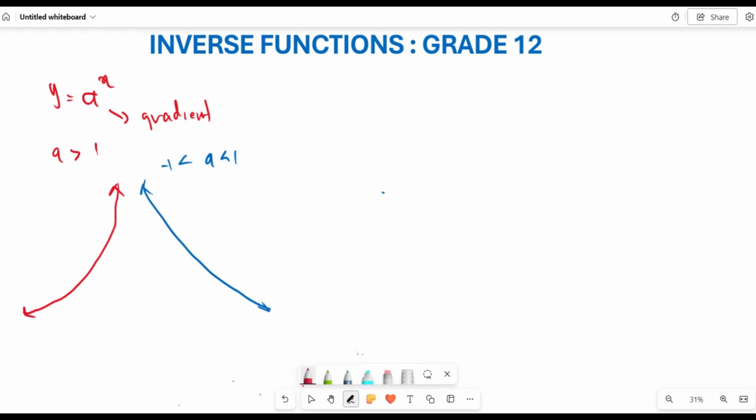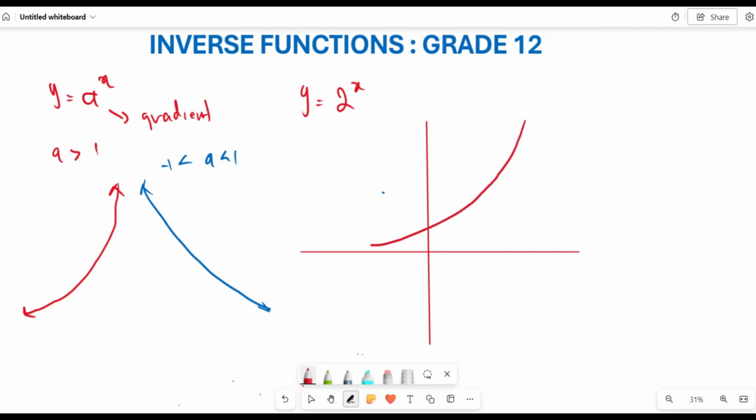Now let's say I have 2 to the power of x. If I want you to draw this particular function, and this is my Cartesian plane, this function will be moving in this way. And remember, any number to the power of 0 will be 1, which means it passes through the point 0 and 1.